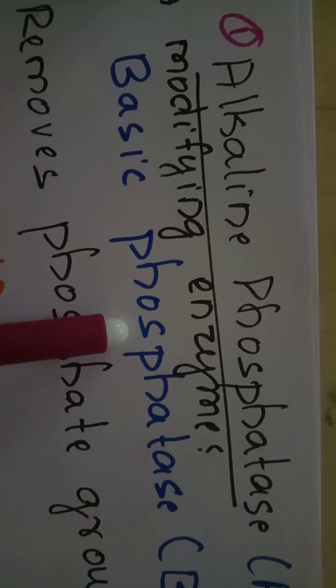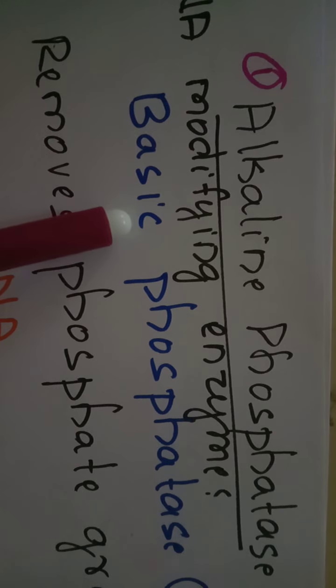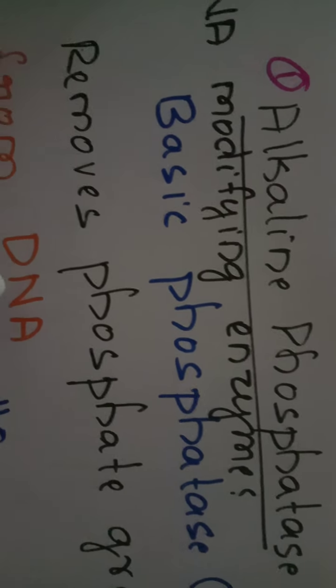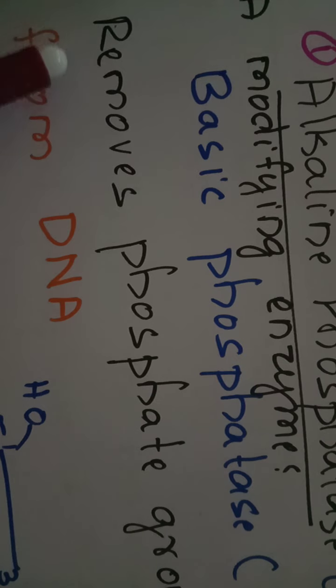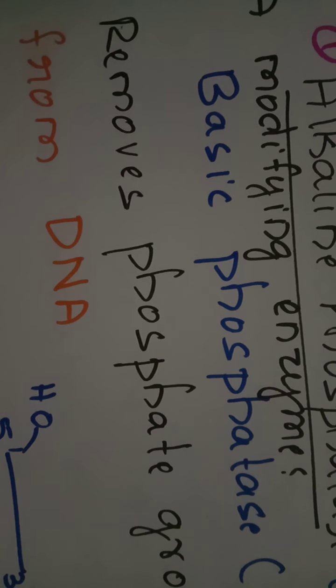It is also known as basic phosphatase, or BP, or alkaline phosphatase, ALP. Why basic phosphatase? Because this particular enzyme is active at alkaline pH. That's why it is known as basic phosphatase. This enzyme removes the phosphate groups from the DNA.